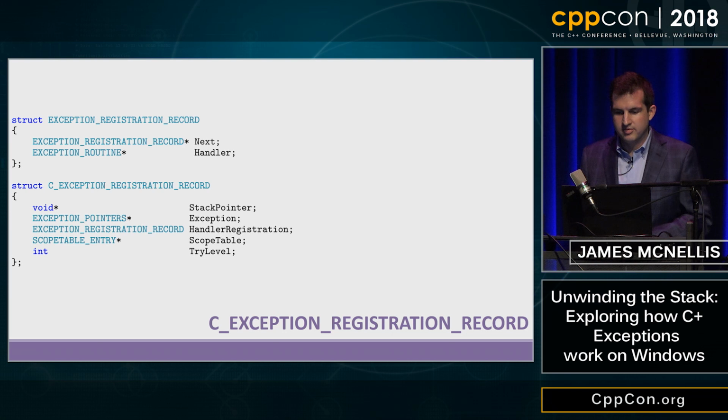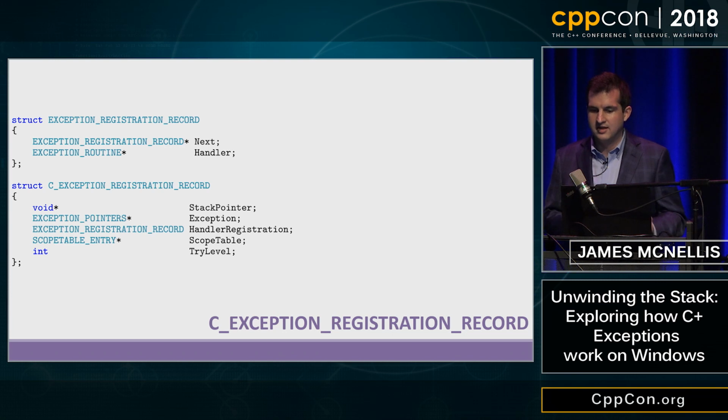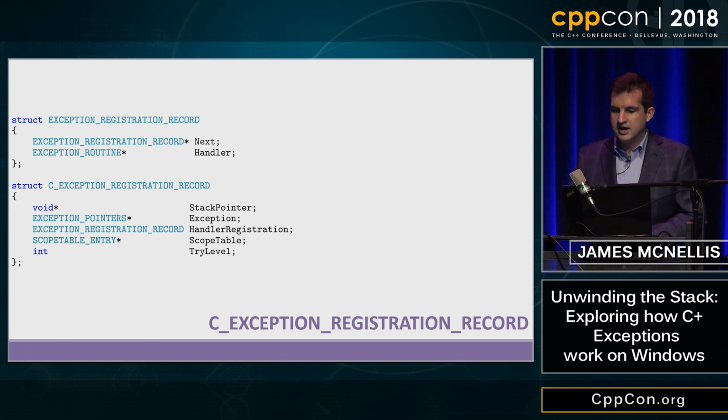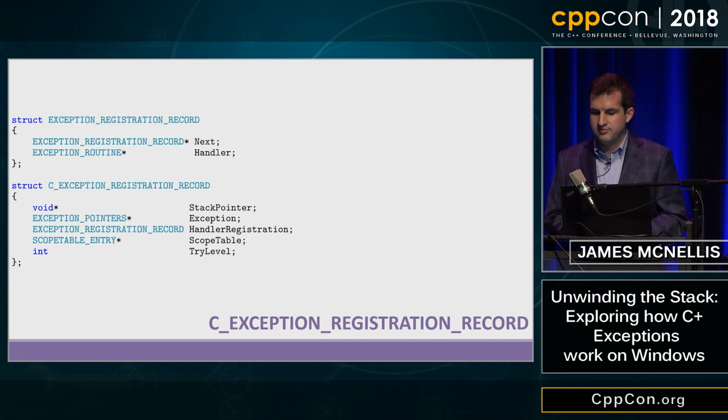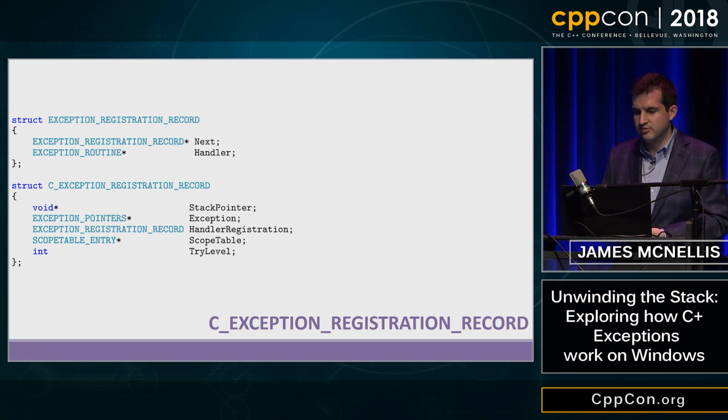The stack pointer member will be used to store the current stack pointer value anytime we change it within this function, so that if we handle an exception, we know where to reset the stack pointer to. The exception member will contain a pointer to the exception pointers for the exception so that we can access it from the filter. The scope table member will contain a pointer to the scope table for the function which we just built, and then the try level contains the current state.